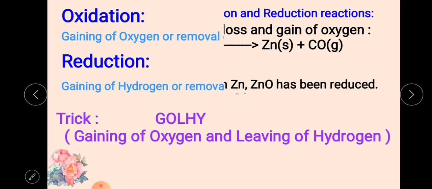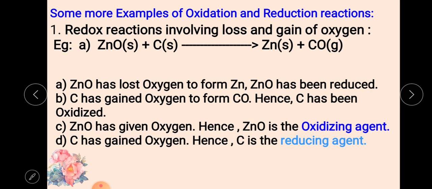GOLH is an easy trick to remember addition of oxygen or removal of hydrogen. So let us see examples of oxidation reduction reactions. Redox reactions involving the loss and gain of oxygen. Where oxygen is lost and where oxygen is gained, we will learn in this chemical reaction. First one: zinc oxide reacts with carbon, which is solid. Zinc oxide is also solid and carbon is also solid. I told you in the previous class that all metallic oxides are solid in nature, and metals are also solid.